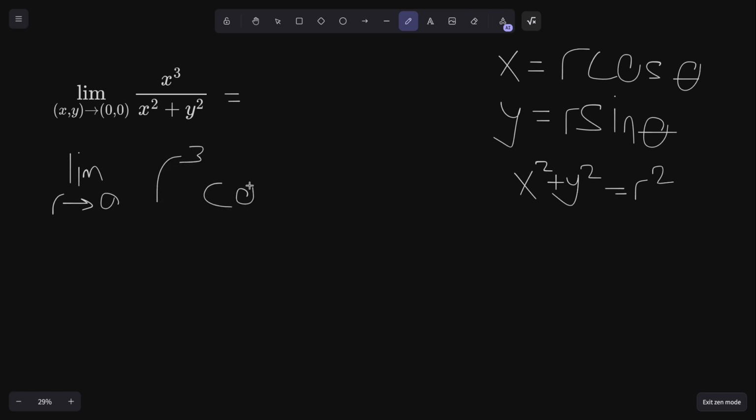So this is r cubed cosine theta cubed divided by x squared plus y squared, r squared. That cancels out, and you get r cosine of theta to the 3rd power. This is the limit as r approaches 0 of r cosine to the 3rd power theta. And what is this limit equal to? Well, as r approaches 0, the whole thing is equal to 0. So, yeah, it's just 0.